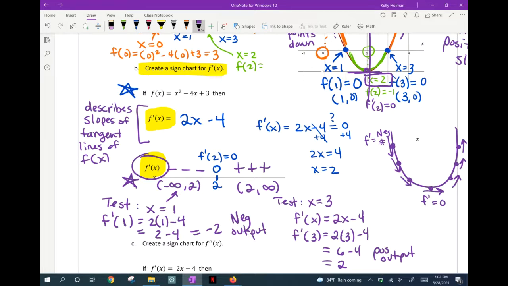The only new part of this is sign charts. This idea of negative outputs being downward sloping tangent lines and positive outputs being upward sloping tangent lines, that's old. We're just connecting it to a sign chart now. And later, Alan, we'll see that there's a minimum value there. That's part of that derivative test. But we're not going to talk about that now. We're just practicing sign charts today.